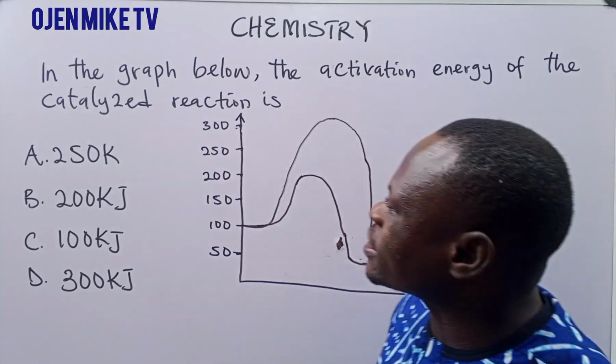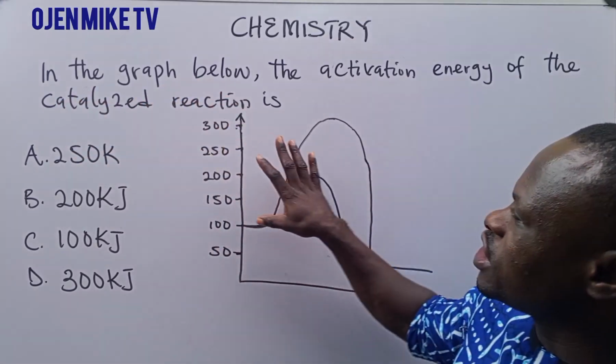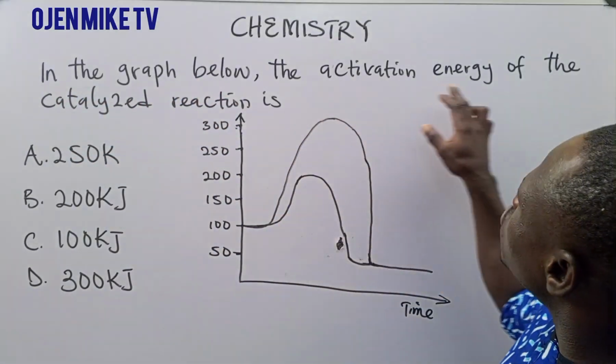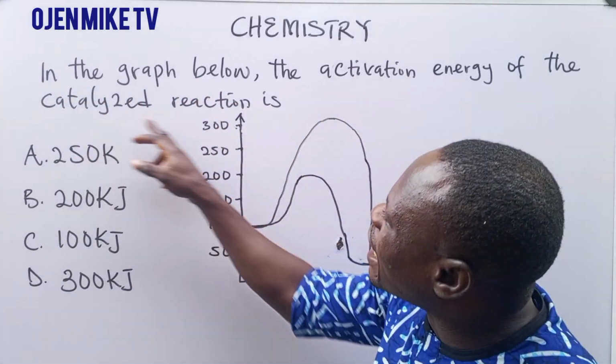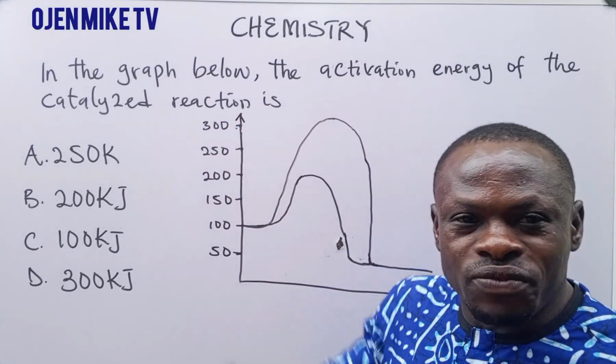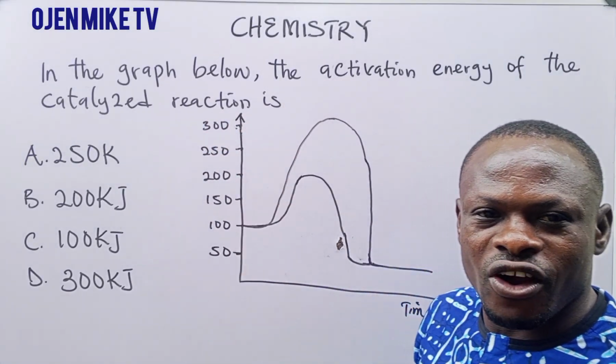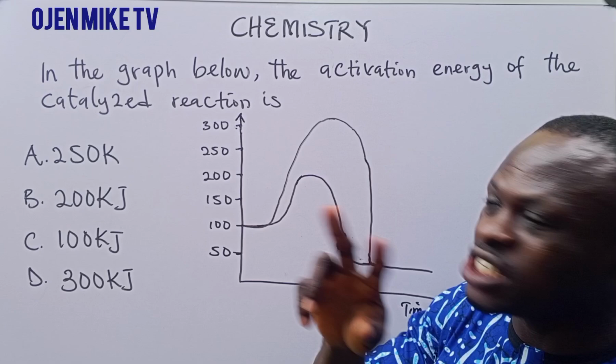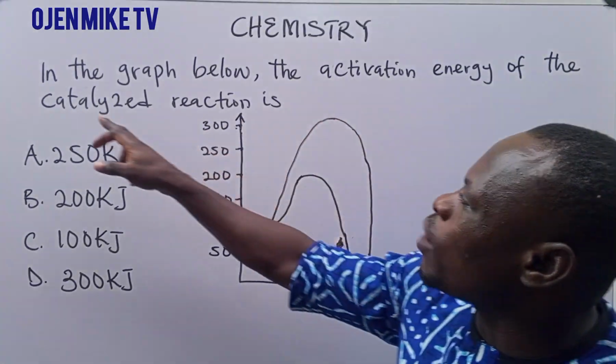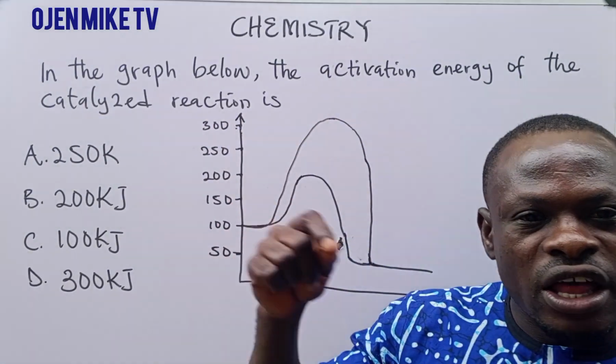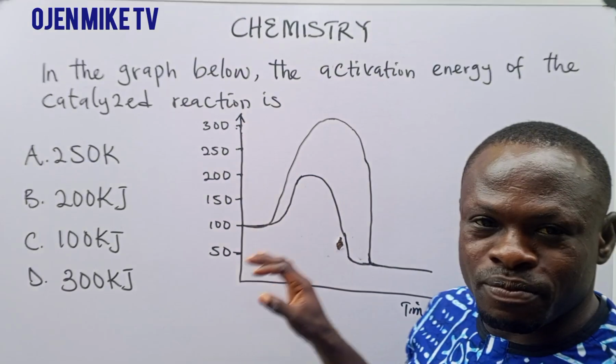This question we are asked, in the graph below, this is the graph, what is the activation energy of the catalyzed reaction? There are two things: activation energy and catalyzed reaction. Now, this is an energy diagram.